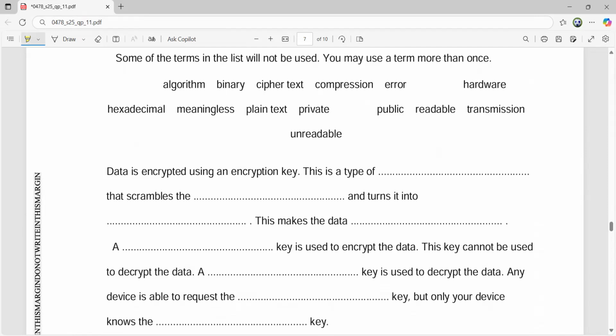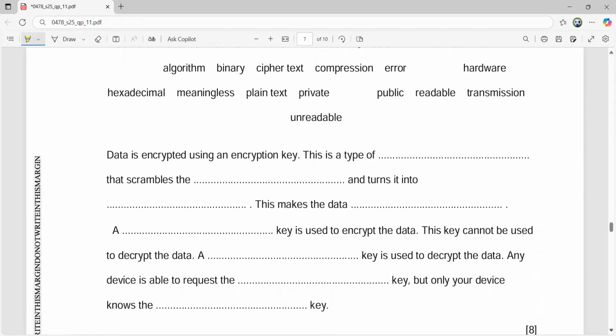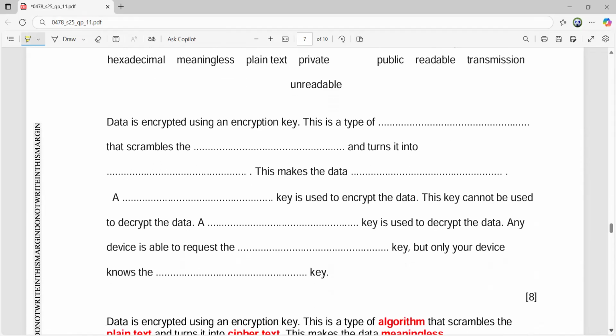Now, there are a few terminologies that are here, and we need to very quickly go through the whole paragraph and see what is going to be the right answer. Data is encrypted using an encryption key. This is a type of blank that scrambles the blank and turns it into another blank. This makes the data another blank here. A dash key is used to encrypt the data. The key cannot be used to decrypt. A dash key is used to decrypt the data.